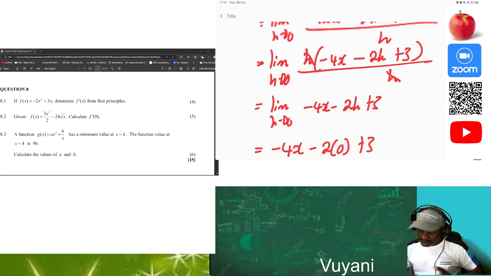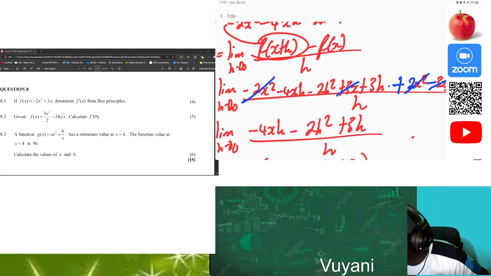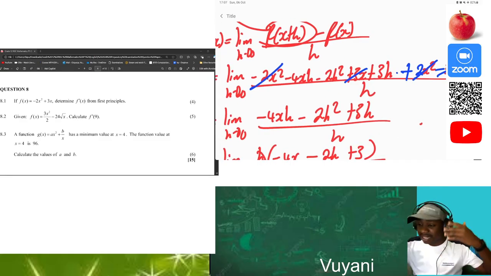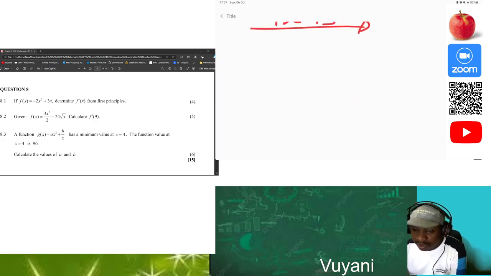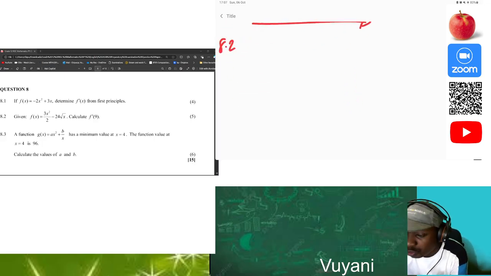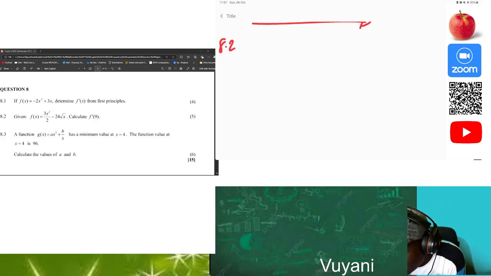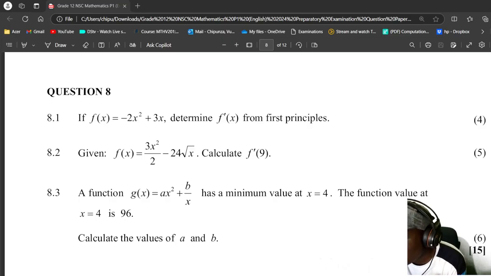Simple, straightforward. The most important part is to determine your f of x plus h. After you know your f of x plus h, you'll be ready to solve the question which you are given. Now let's move on to question 8.2. Let's maximize the screen. On 8.2, we are given f of x equal to 3x squared divided by 2 minus 24 root x.